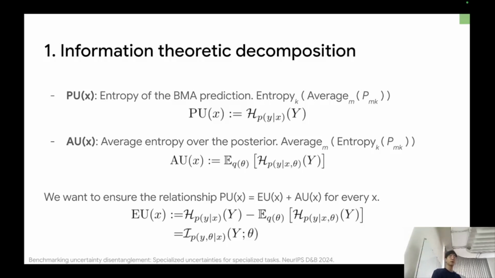So you see the logic here: we start off with the plausible definitions of Pu of x and Au of x, and then define Eu of x as the difference between the two. And then incidentally, Eu of x turns out to be this mutual information, and the mutual information explanation also seems to make sense. Does it make sense? No? Yes? Or we can move on and maybe come back to this if you have any questions.